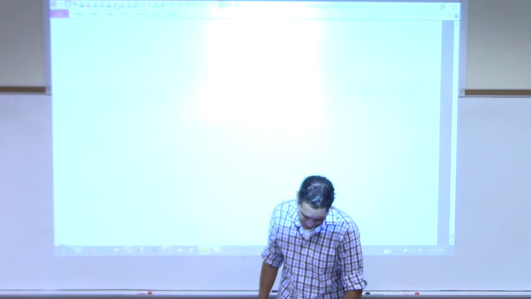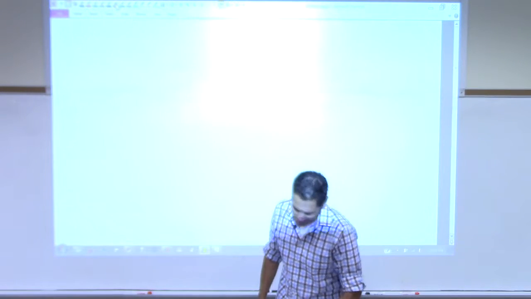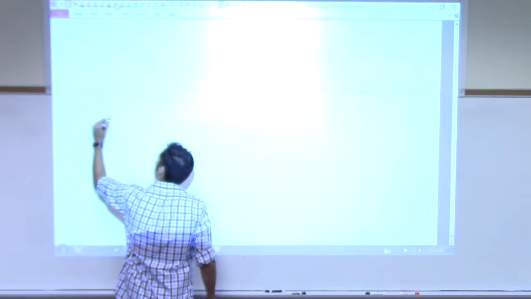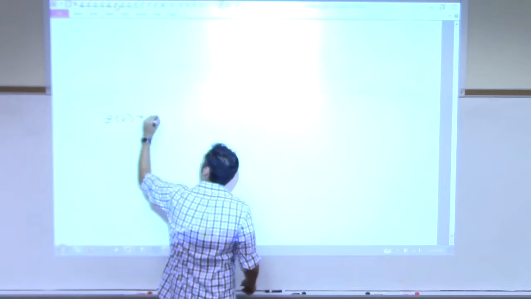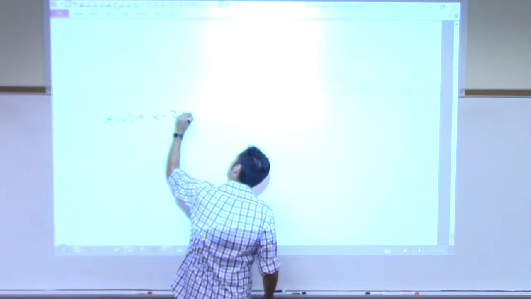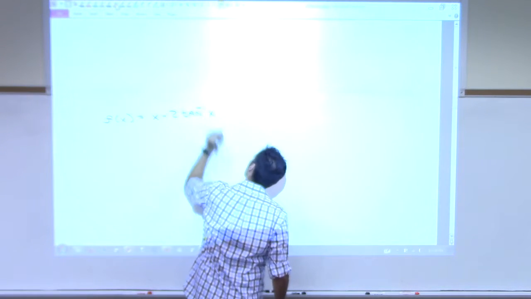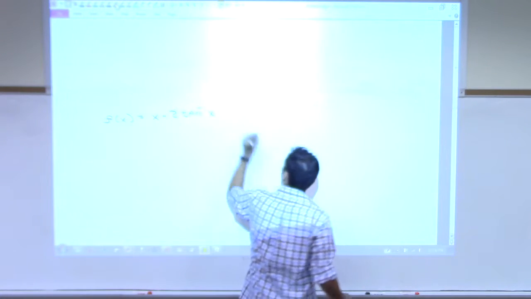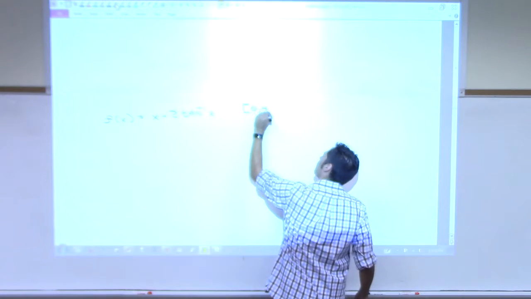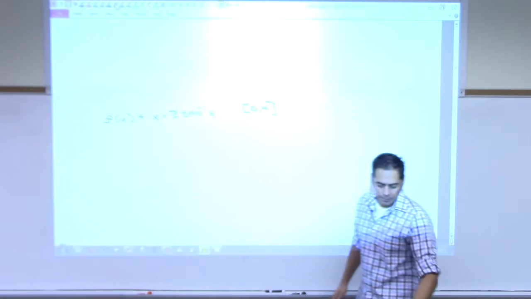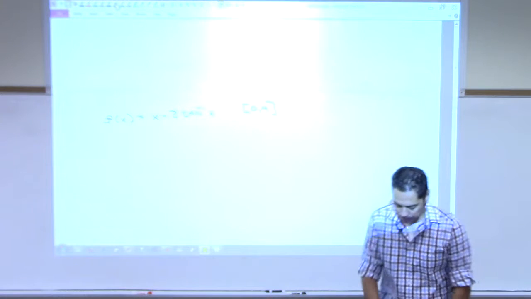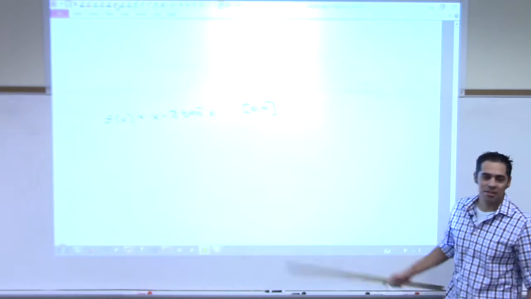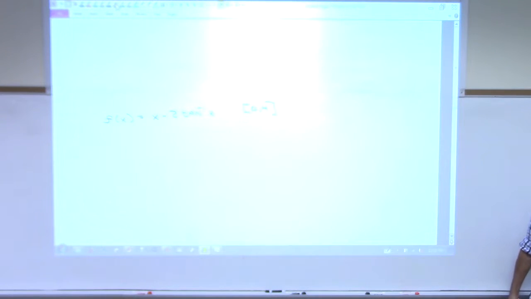I'm trying to pick between these two. Let's go with this one. This one looks worse. x minus 2 arctangent of x, and we're looking on the interval 0, 4. Is this a continuous function on a closed interval?